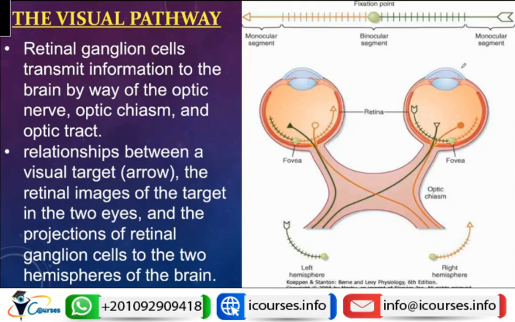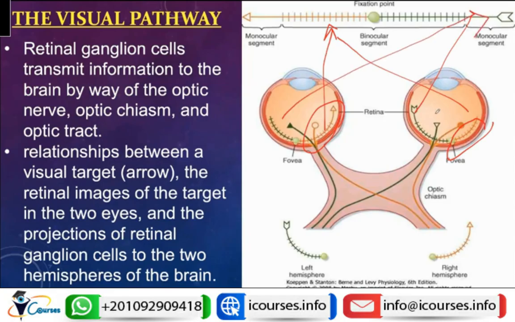So we have two eyes. Each eye will see half of the visual field, but you can see that the left part of the visual field is seen by the temporal retina of the right eye and the nasal retina of the left eye. So both of them can see the left field, and vice versa. The right field can be seen by the nasal retina of the right eye and the temporal retina of the left eye.